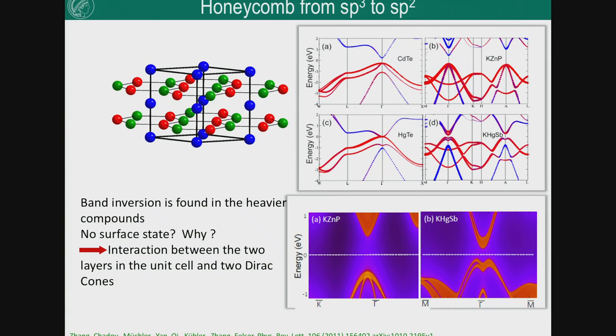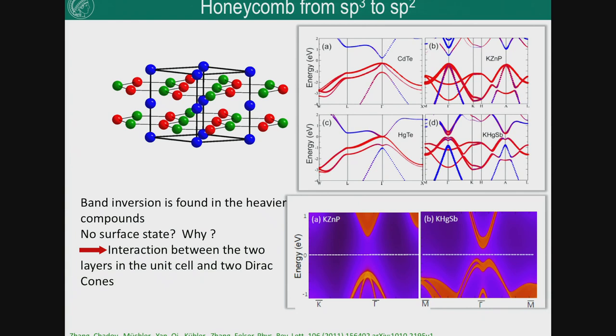However, when we try to calculate the surface state, we have no surface state in the trivial potassium zinc phosphide. Unfortunately, we have no surface state even in the inverted band structure. At this time, we were very disappointed.